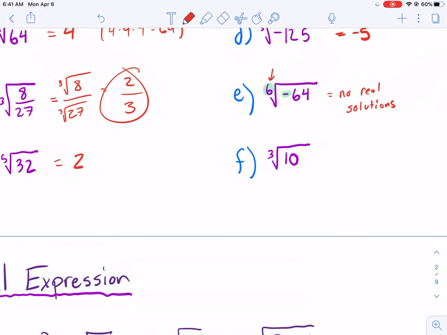Now we have the cube root of 10. This is also going to give us one answer, but this is as far simplified as we can keep it, so we're just going to leave the answer like this.